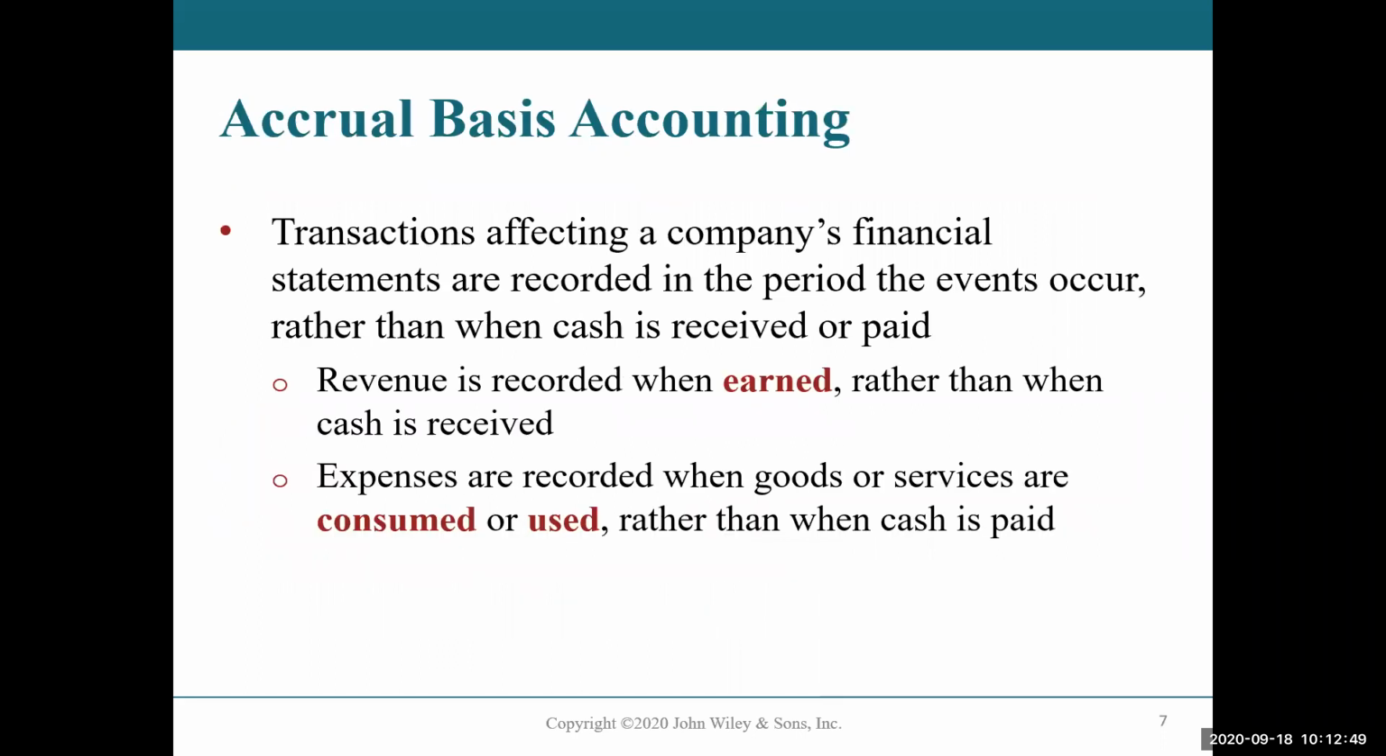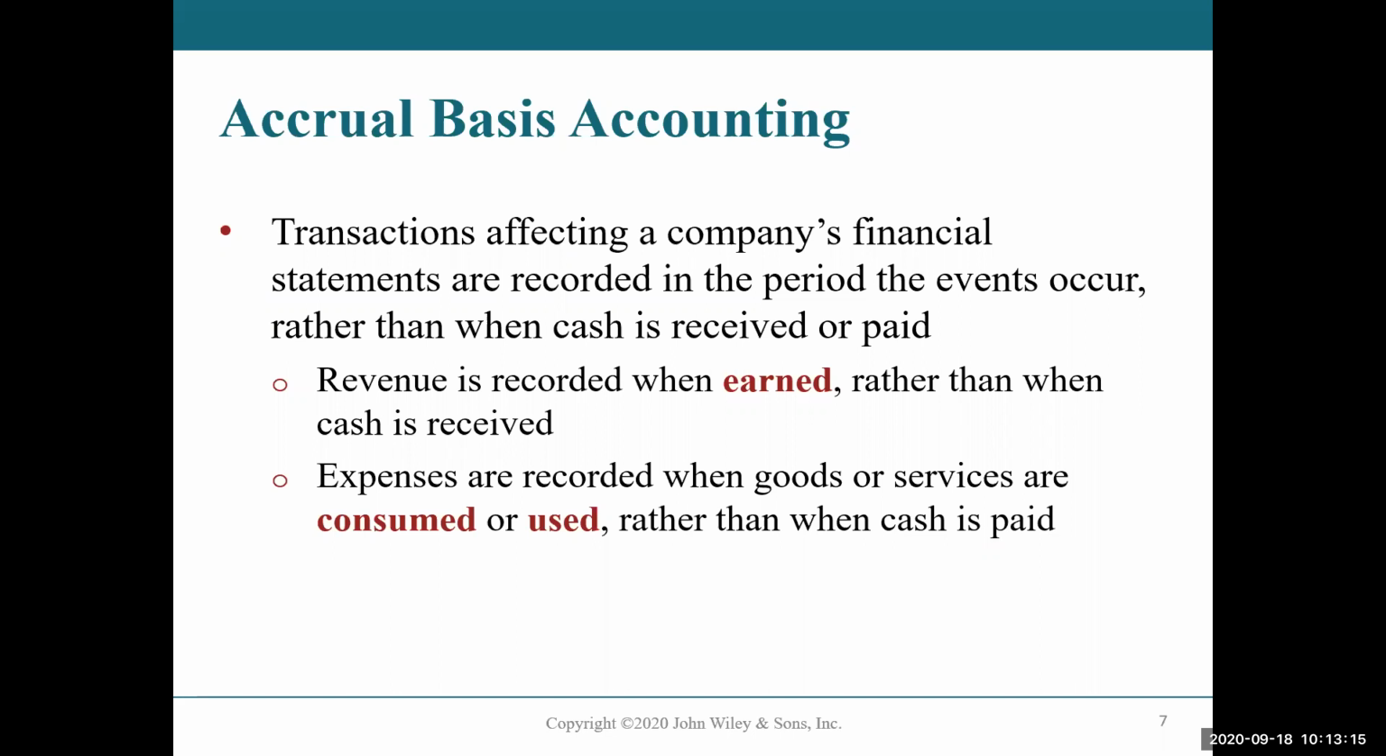So why do we not tie this to the cash? Is because we use something called the accrual basis of accounting. If the company is using cash basis, then the recognition of your revenue and expenses is tied to the inflow and outflow of cash. But under the accrual basis of accounting, we are not tied to the movement of cash.